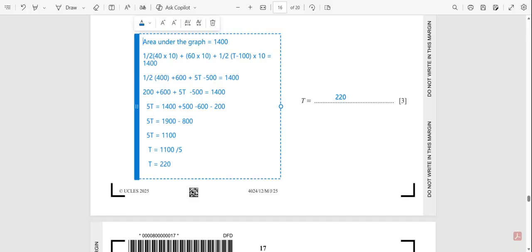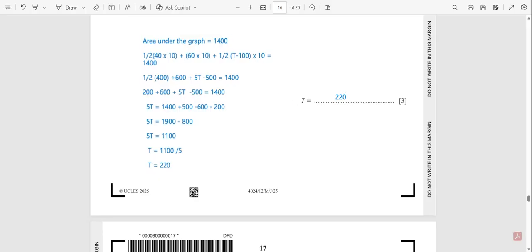1 by 2 into 400 plus 600 plus 5t minus 500 is 1400. So 200 plus 600 plus 5t minus 500 is 1400. 5t is 1400 plus 500 minus 600 minus 200. 5t is 1900 minus 800. So 5t is 1100, and t is 1100 over 5, that is 220.